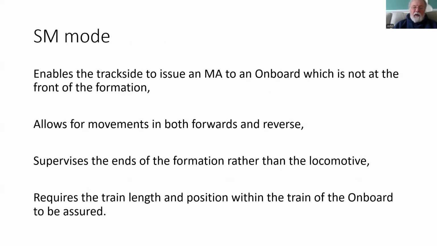SM mode effectively allows a movement authority to be sent to an onboard even though that onboard is not at the front and facing forward within the formation. So it allows for movements in both the forwards and reverse directions relative to the driving cab that the driver is within. The supervision is to the ends of the formation rather than the locomotive or traction unit that is housing the ETCS onboard. But it does require that the train length and position within the train of the onboard are assured. And that requires that the train length and position information is obtained automatically rather than relying on driver input.